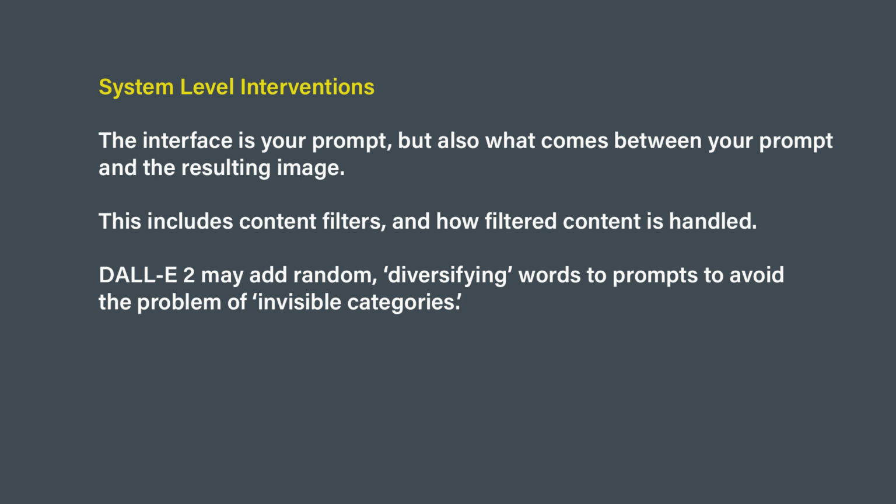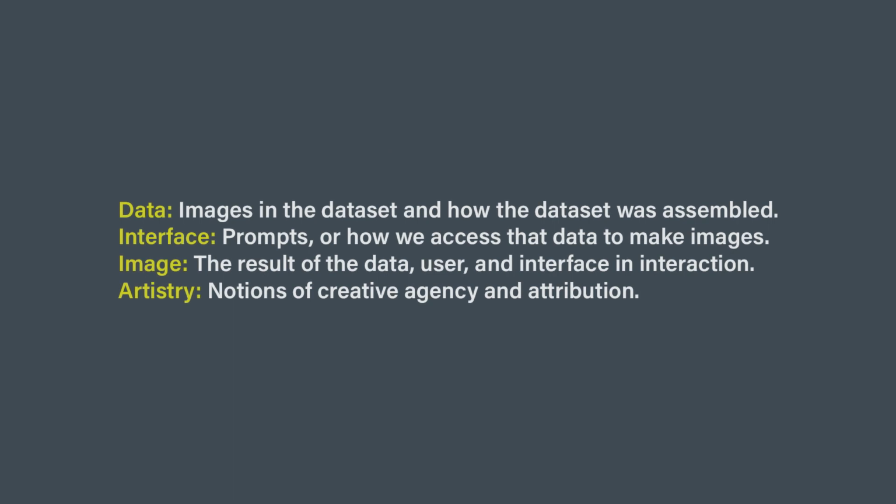So that's the interface. And now this brings us to the fourth system, which exists around these AI images, and that system is human culture. It's the notions of creative agency and attribution. These are cultural, they're social. Each of us is moved or repulsed by different images, and these images reflect who we are, what we grew up with, our experiences as people.